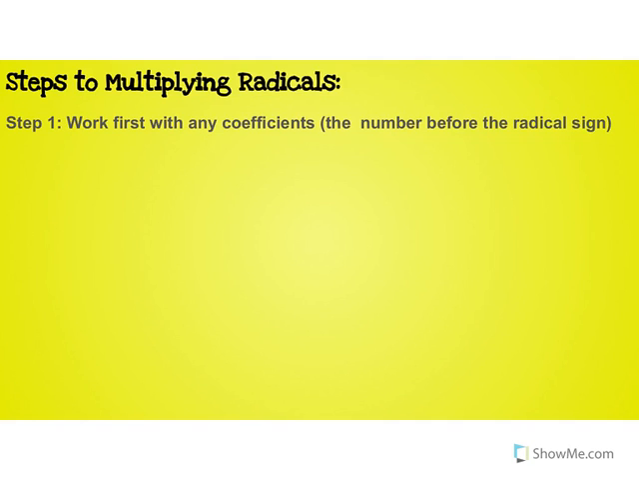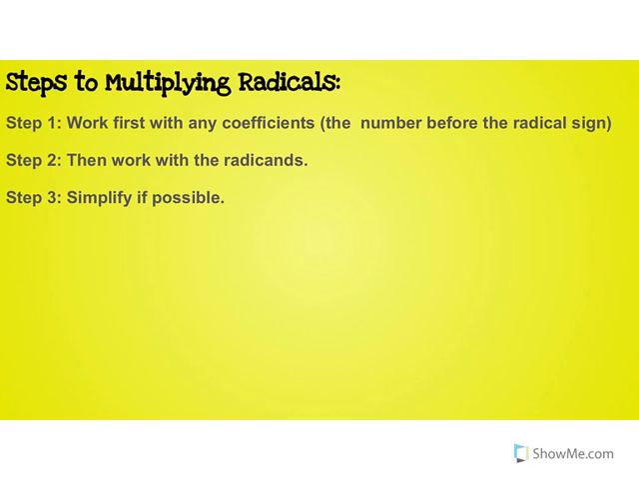Our steps to multiplying radicals: we're going to first work with the coefficients. That's the number before the radical sign. Then we're going to work with the radicand, the values inside the radical sign. Then we're going to simplify if possible, and then we're going to state if it was rational or irrational. So we're going to go ahead and go over an example first.